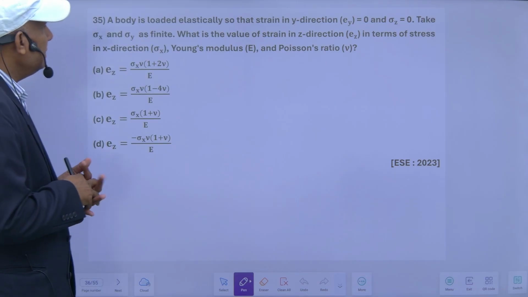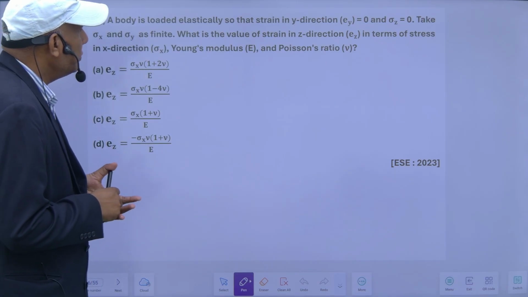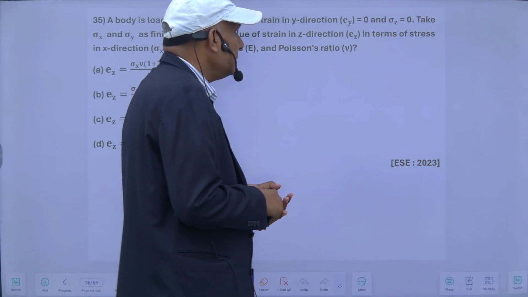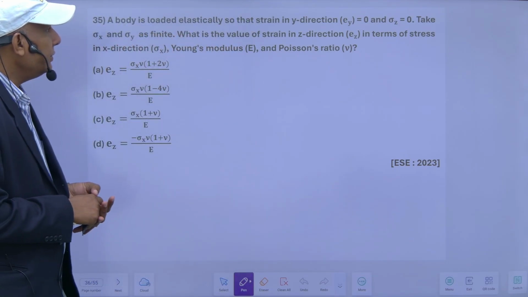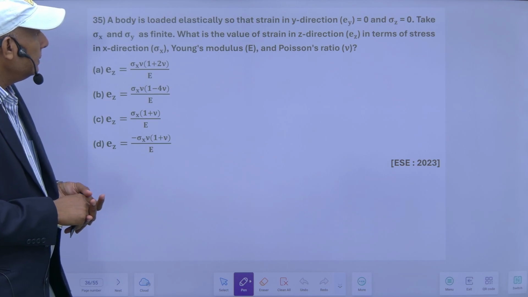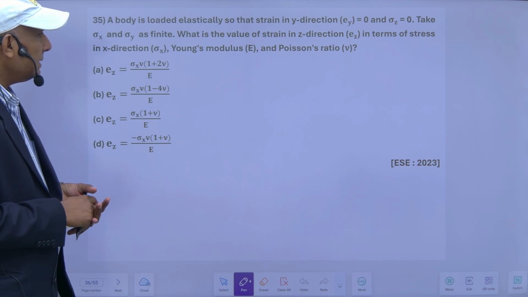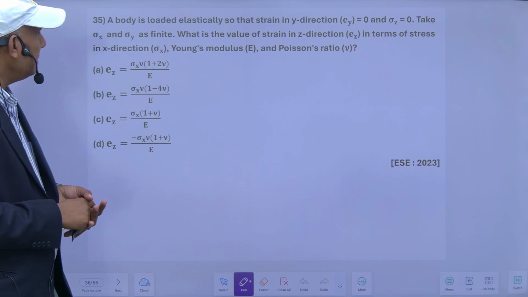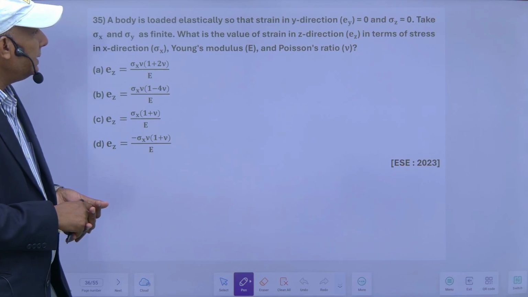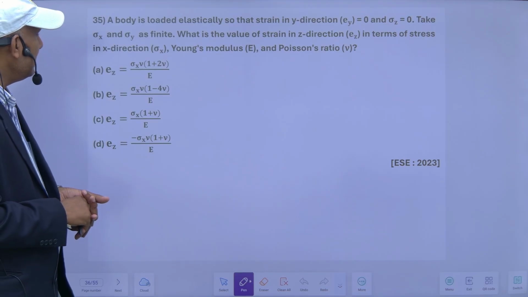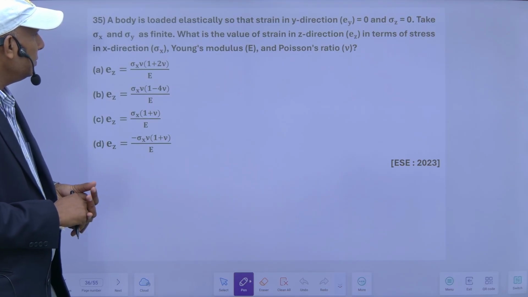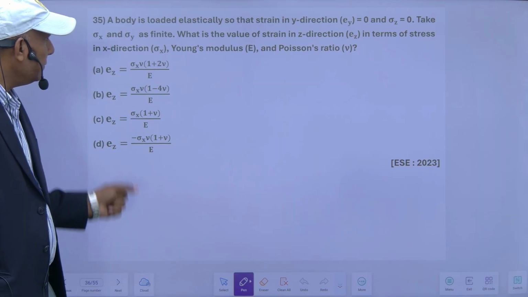A body is loaded elastically, show that strain in the y direction is this and this is 0, and sigma x and sigma y are finite. What is the value of the strain in the z direction in terms of stress in the x direction? So you have to find the value.